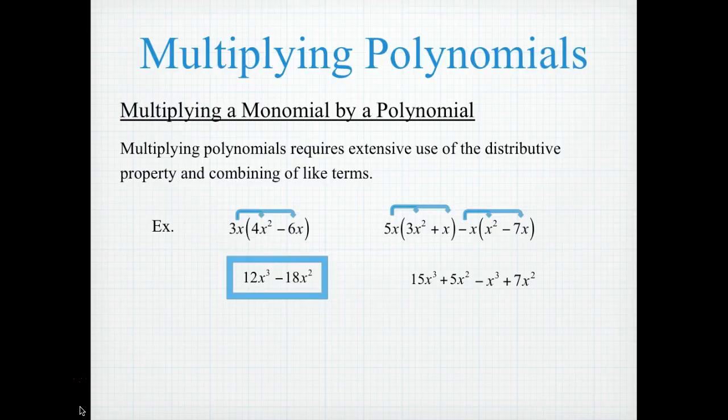Now we look to combine like terms. We've got two cubic terms, 15x to the third minus x to the third. They combine to give us 14x to the third, and 5x squared plus 7x squared give us 12x squared.